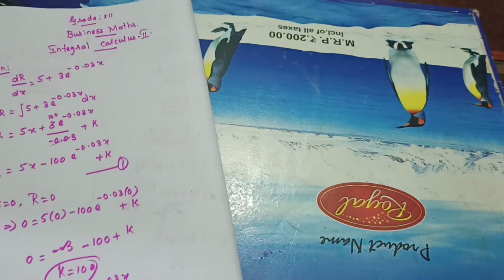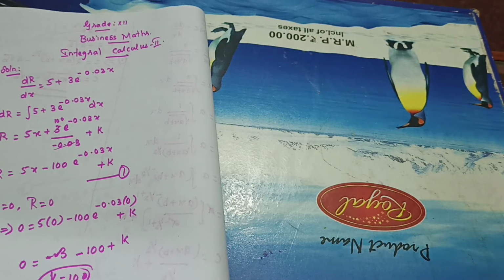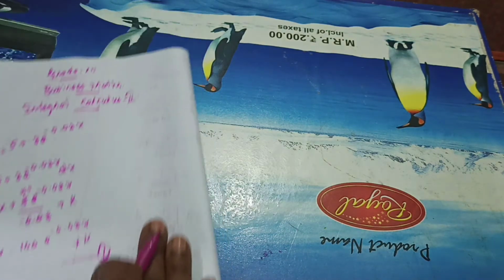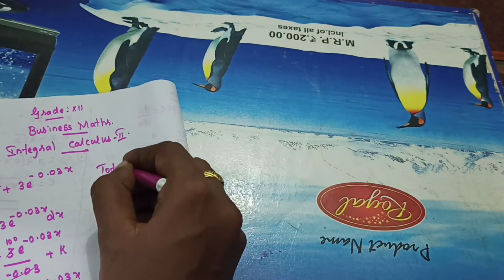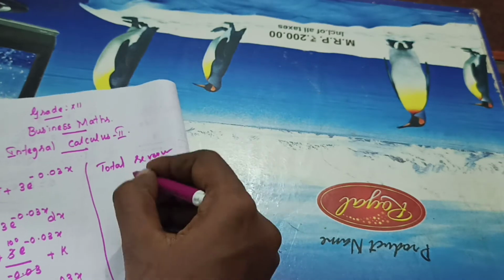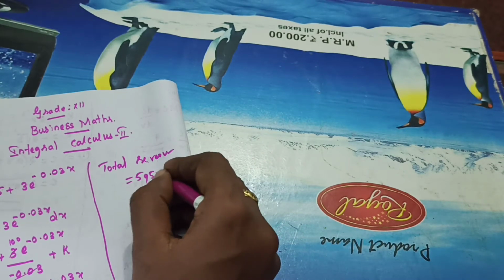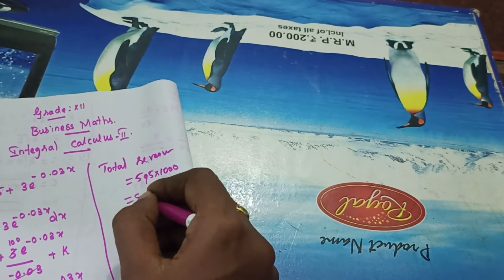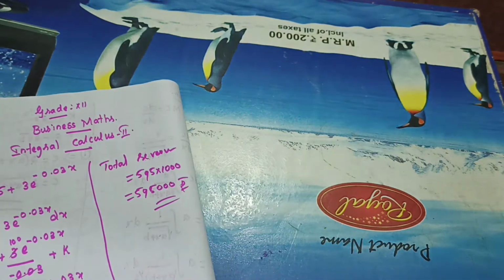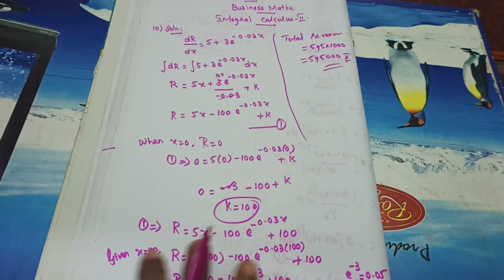In your question, they asked in thousands. Yes or no? The marginal revenue in thousands of rupees. Determine the total revenue for the sale of 100 units. Is it right? They asked in thousands. So what you need to do? In thousands they have. So 595 into thousands, that is equal to 595 thousand rupees. Understand students? Have you got it?